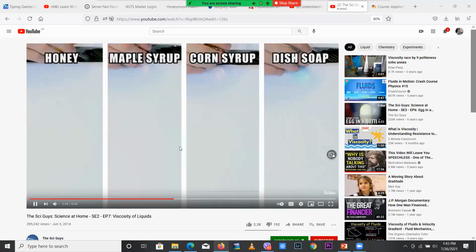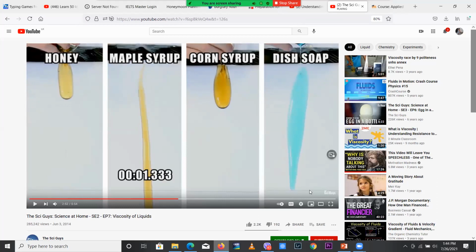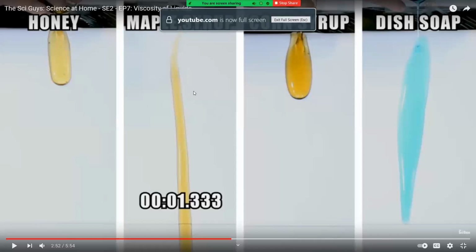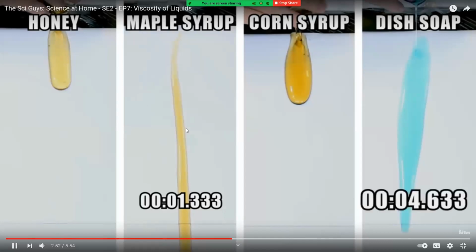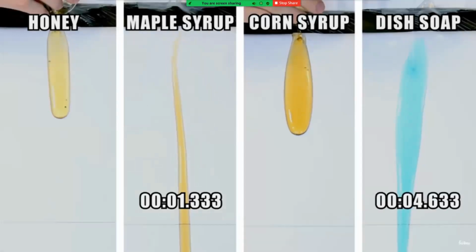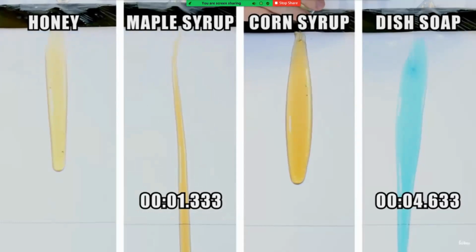In the final heat of our race, we're going to be racing honey, maple syrup, corn syrup, and dish soap. Here you can see this is honey, and these are both syrups. This is dish soap, right? The honey has high viscosity, therefore it takes a long time; it won't cross this line yet. First across the finish line is maple syrup with a time of 1.33 seconds, followed by the blue dish soap with a time of 4.633 seconds.